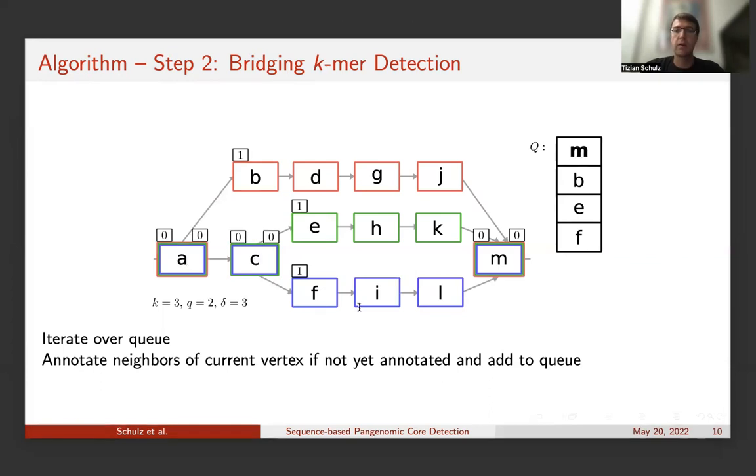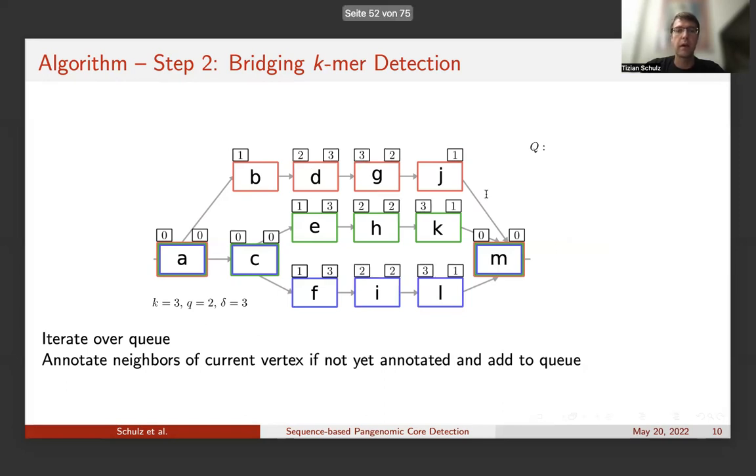The next element in our queue is M. M has no successors that we want to consider here, but it has 3 predecessors. So we can annotate the predecessors with the distance to the closest core k-mer considering outgoing edges. And we do this with all 3. And because we've annotated them, we add them to the queue. In the end of our traversal, our graph will look like this.